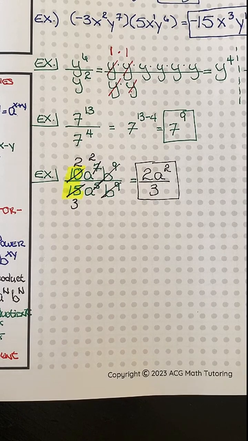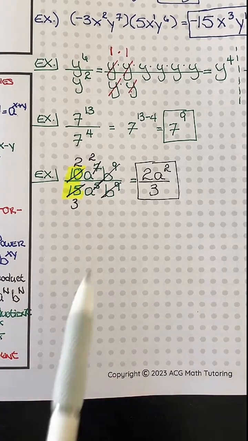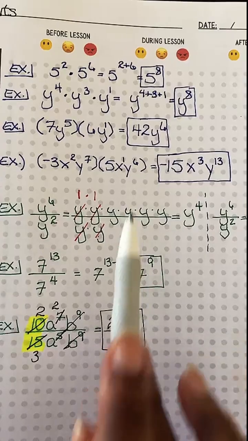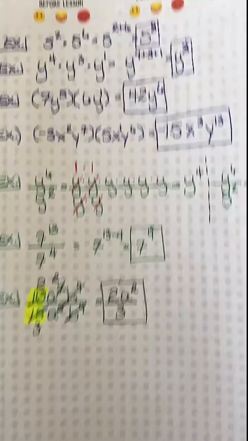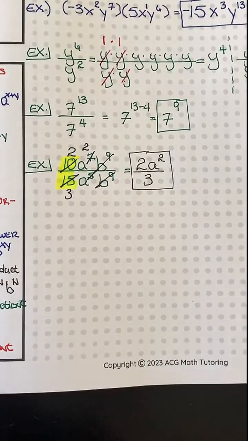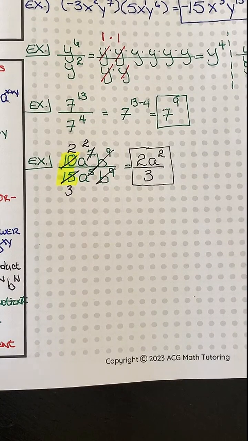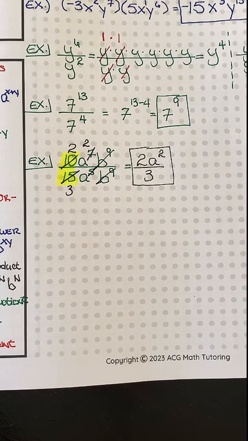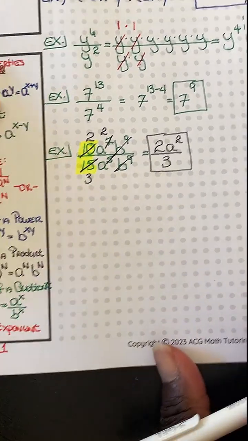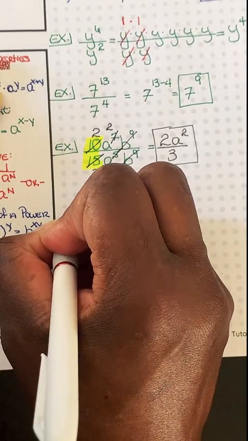All right. Okay. So that, when you multiply, you add the exponents. When you divide, you subtract the exponents. So now let's go to what happens when we get a negative exponent. All right, well, let's work this out. So negative exponent.